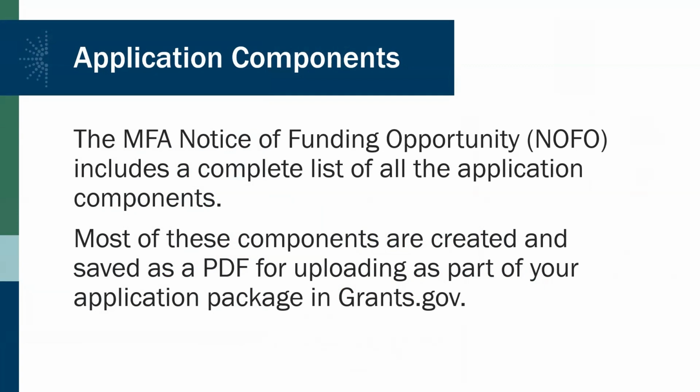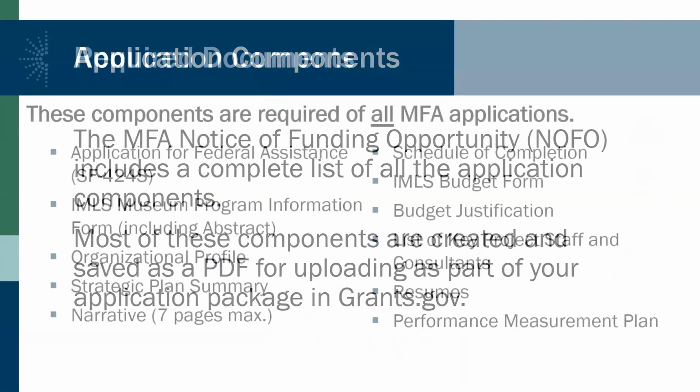package in grants.gov. The table of application components lists which application components are required, as well as those that are conditionally required. For example, some components are included in the application depending on the type of applicant or the type of project. Aside from the SF-424S and the IMLS Museum Program Information Form, which are completed in the grants.gov workspace, all application components must be submitted as PDF documents.